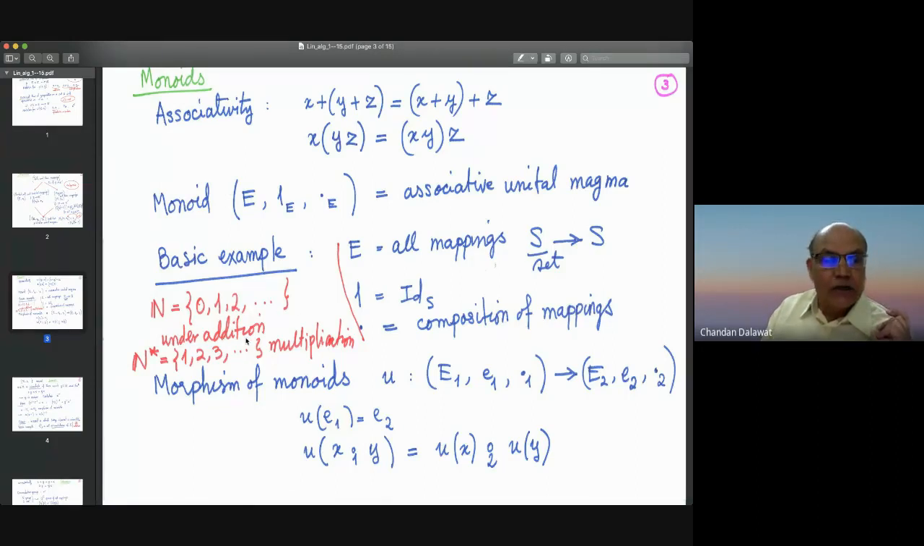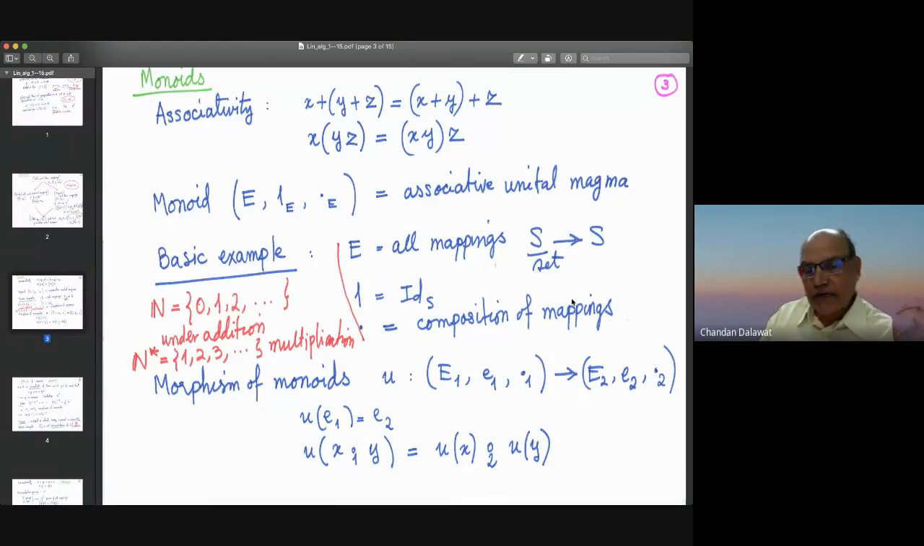And similarly, you have this monoid N star under multiplication. It consists of all natural numbers strictly greater than 0. So 1, 2, 3, and so on. If you multiply two of them, you get a third one. This multiplication is associative, and 1 is a neutral element or unit element for multiplication. You multiply anything by 1, you get back the same thing. Okay? So these are two basic examples, N and N star.